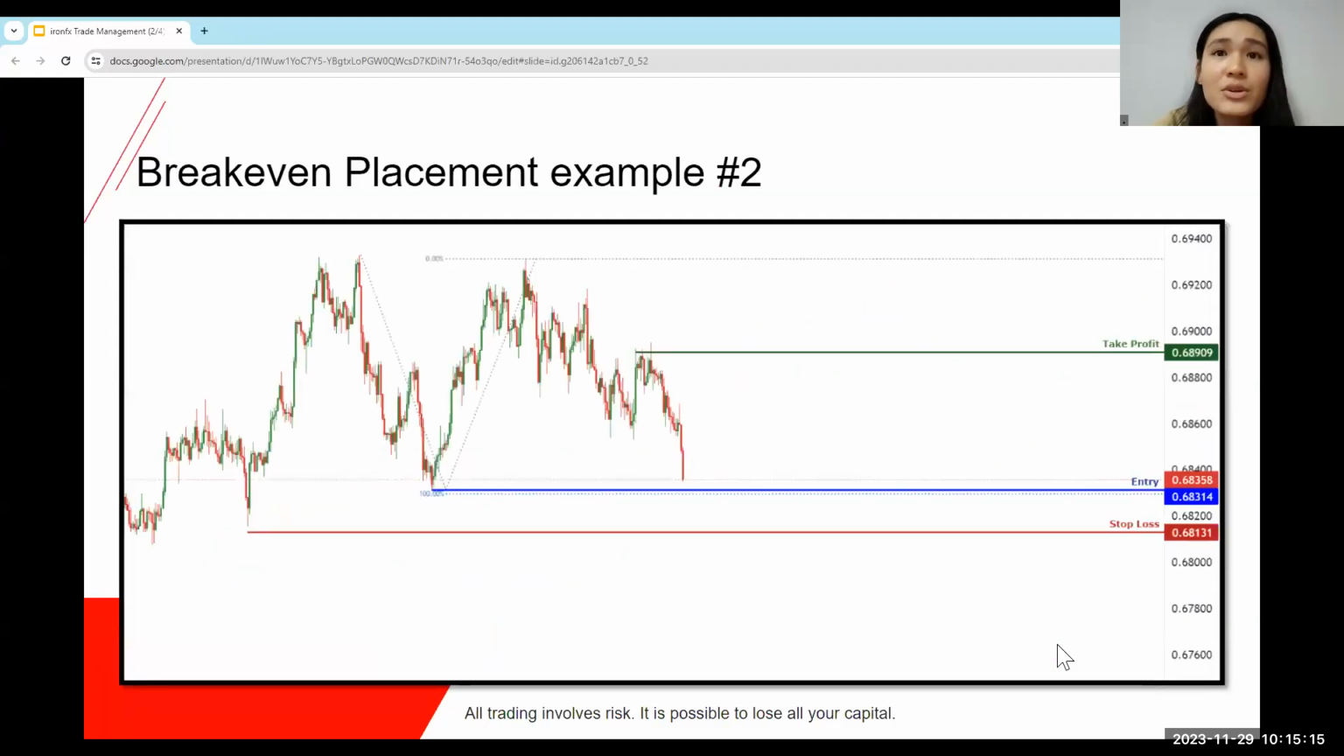Next, we have another example here. In this example, we have our entry level at this swing low support level. Okay, and this is our entry level and is in line with a 100% Fibonacci projection.